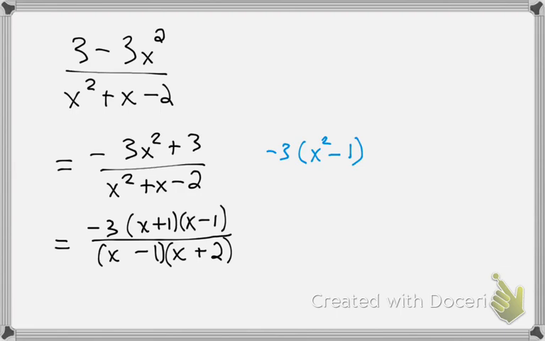Have we fully factored? Then, and only then, can we look to cancel. Do we have any factors in common to divide away? x minus 1 divided by x minus 1 is 1. And 1 doesn't change anything. So I've got negative 3, x plus 1 over x plus 2. Right? Again, we have a technicality of that hole left behind, but that's just for the back of the mind.